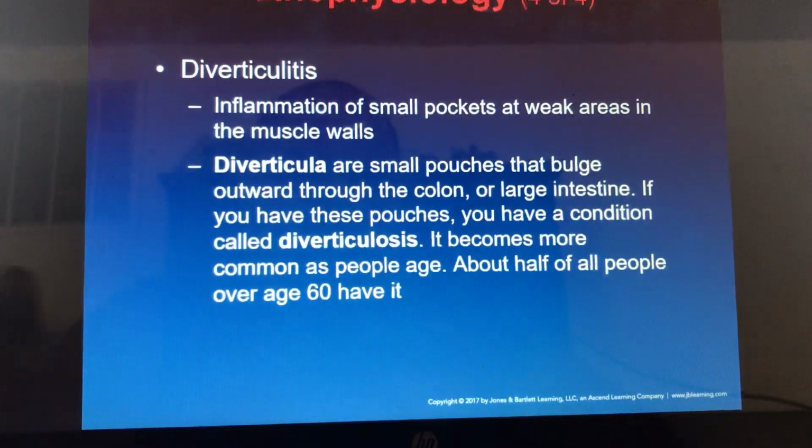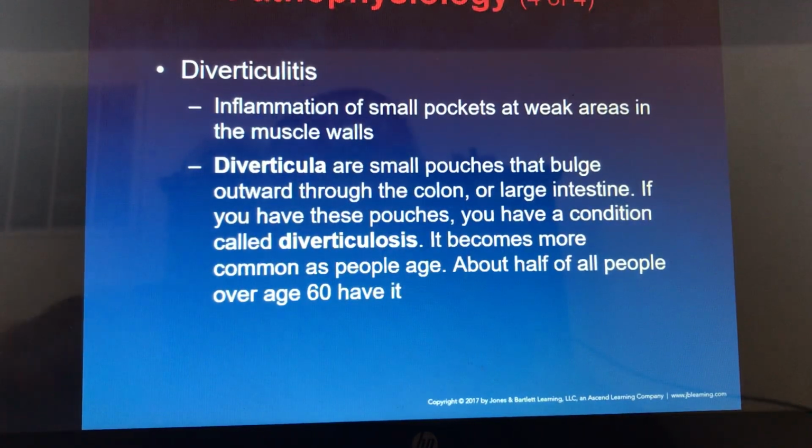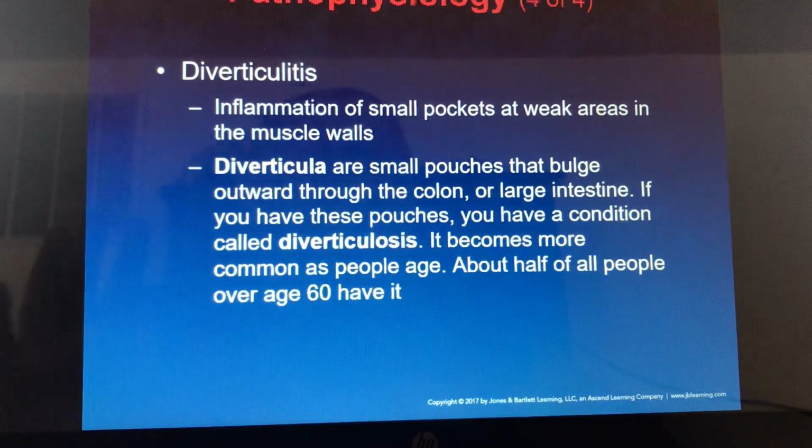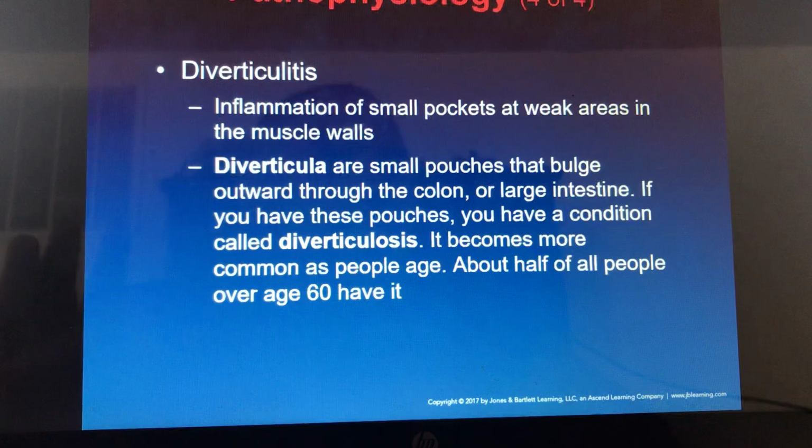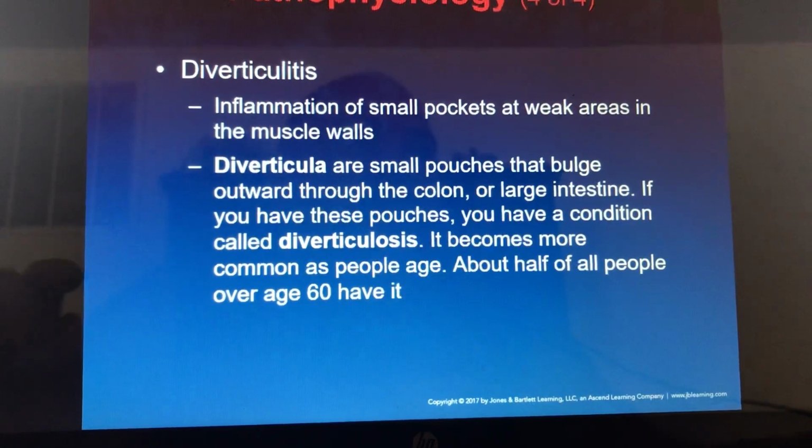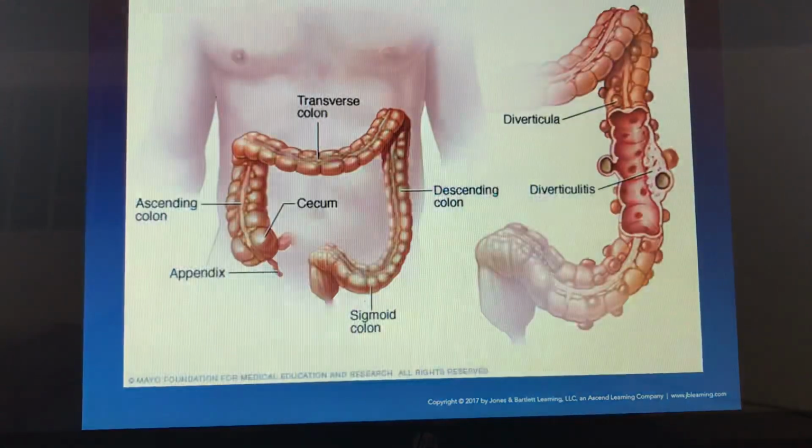So one of the things that can go wrong is called diverticulitis. Diverticulum are pouches that form all along the colon wall. Lots of people have this, believe it or not. About half the people over the age of 60 have them. So you have a 1 in 2 chance of getting diverticulum. It happens. Most people live with it. They don't really know anything about it as long as they're eating things that don't catch inside the little pockets here, and this is what it looks like.